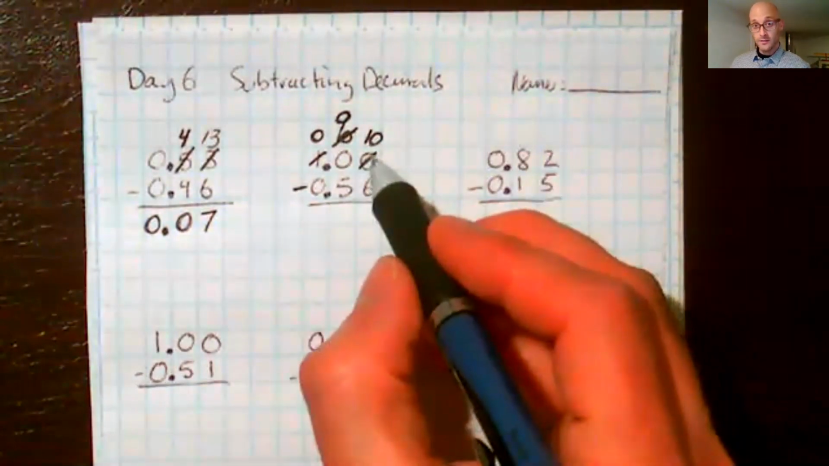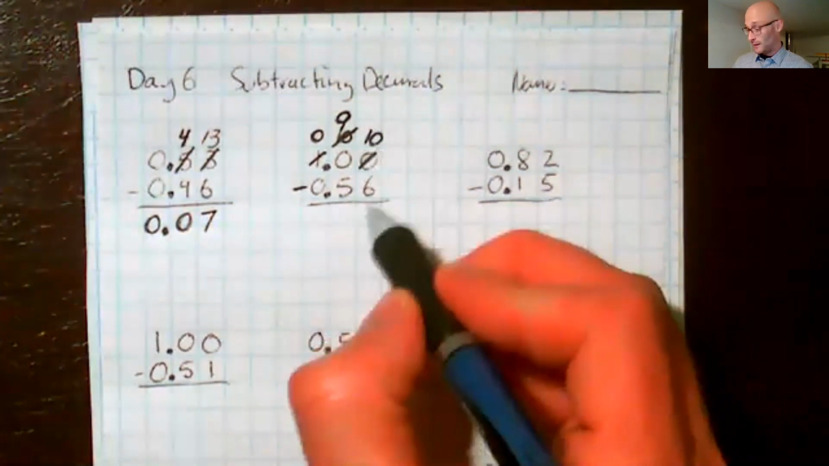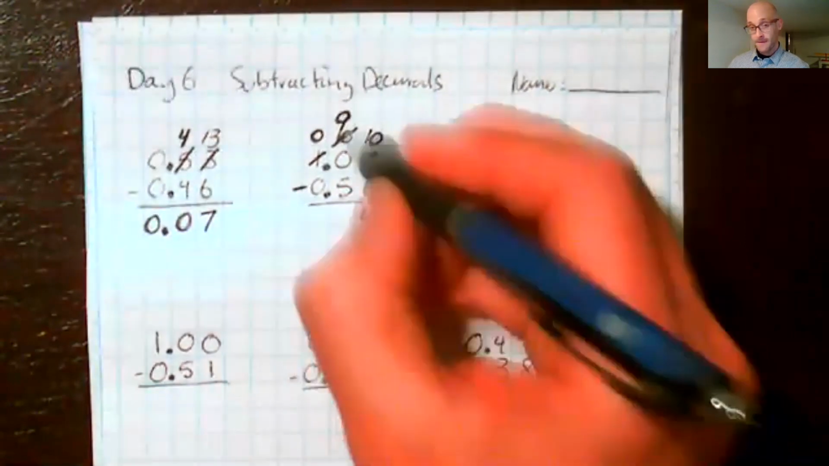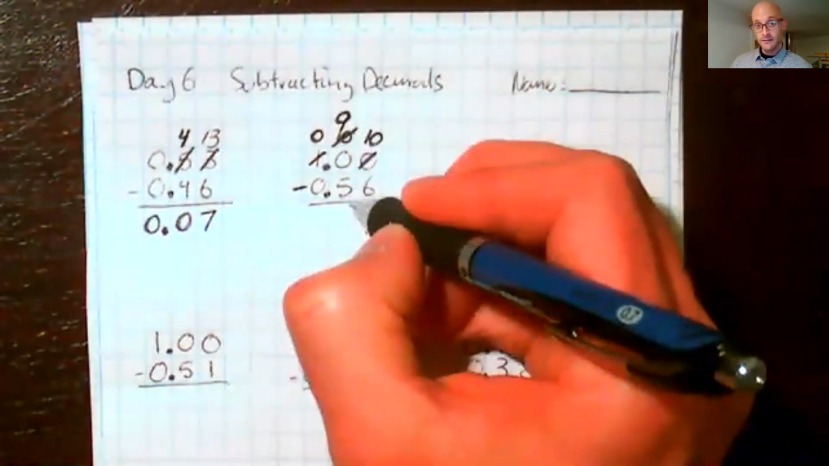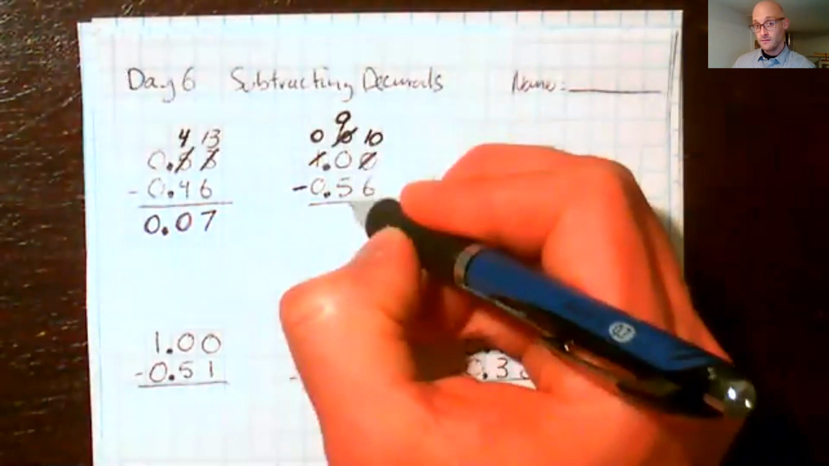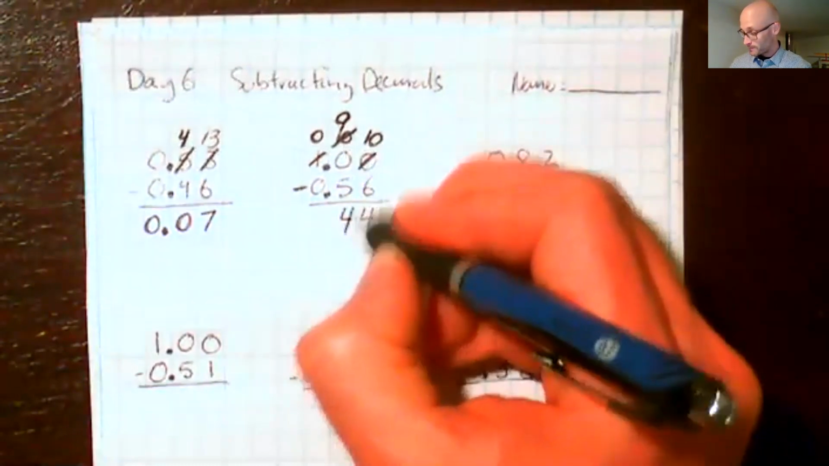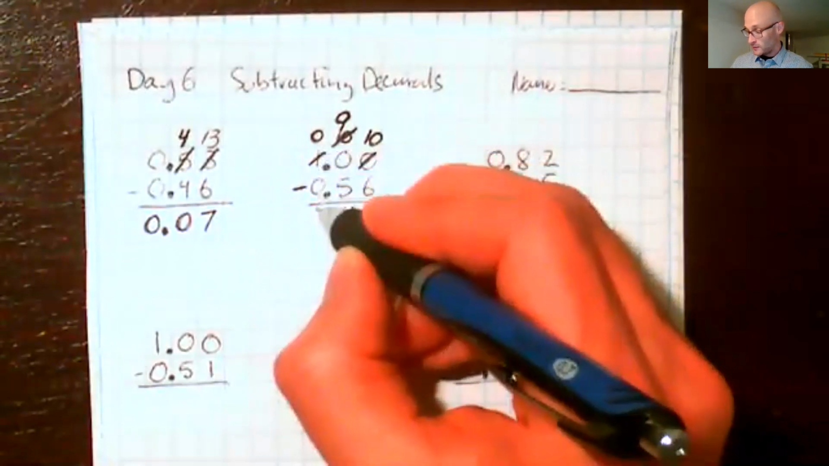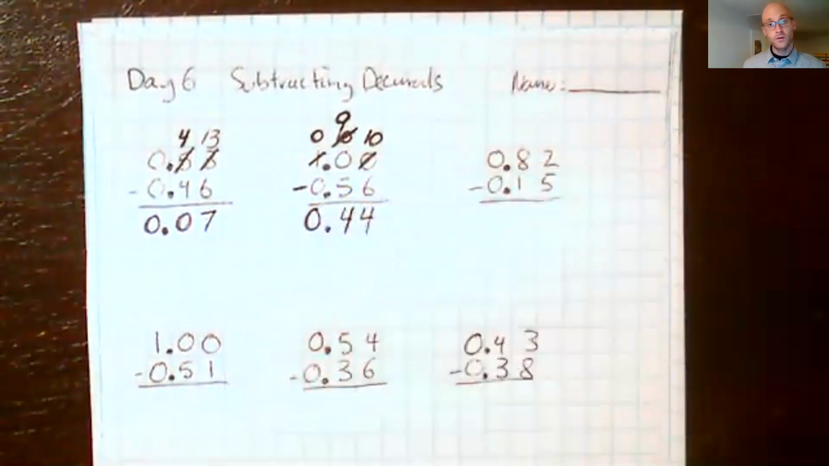Now, when I go to subtract, I say 10 pennies, take away 6 pennies. 10 cents, take away 6 cents. That's just 4 cents. 9 dimes, take away 5 dimes, or 90 cents, take away 50 cents is 40 cents. And no dollars, take away no dollars is no dollars. 44 cents is what you get when you take away 56 cents from $1.